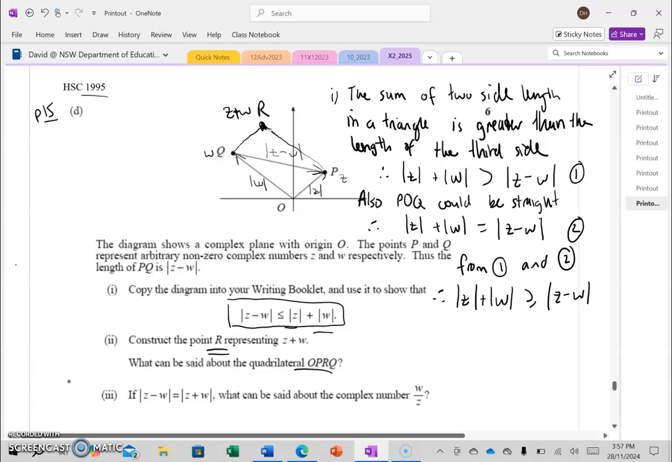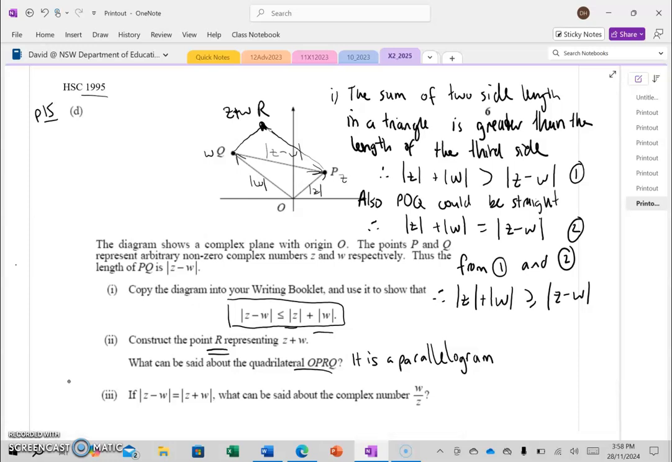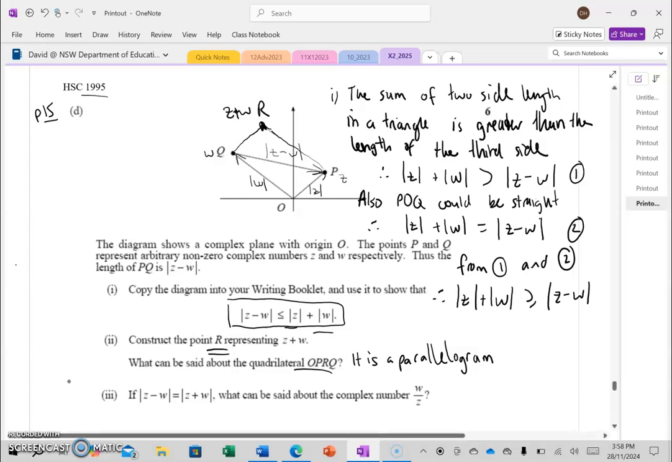What can be said about the quadrilateral? It is a parallelogram. Okay, by the parallelogram law. In the particular diagram, it looks like a rectangle, but nothing has told me that it is a rectangle, so I'm not going to make that assumption.